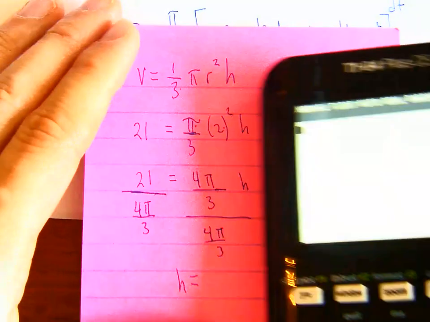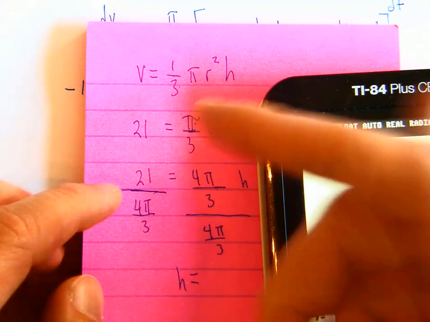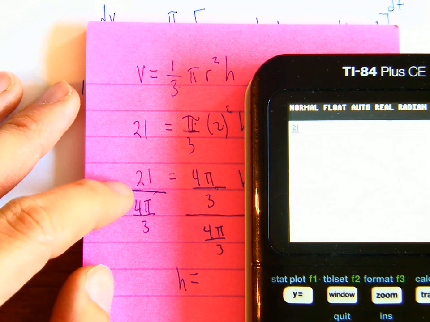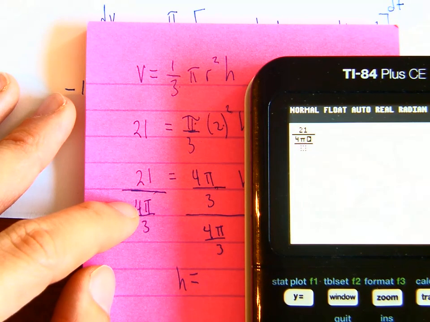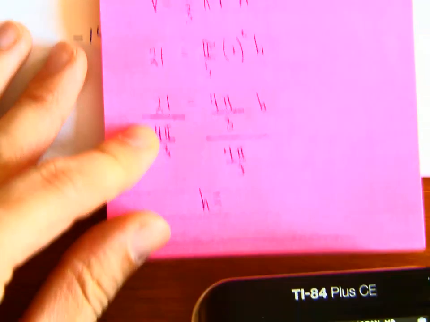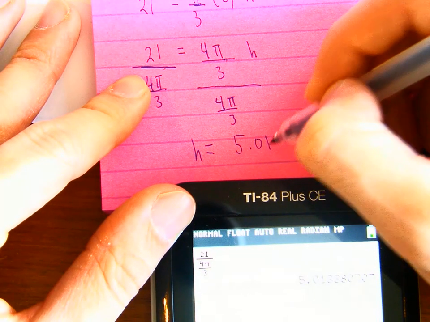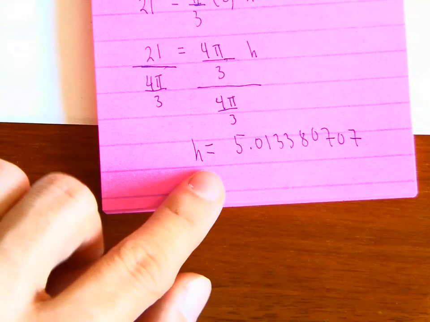let's grab a calculator, and what I want you to do is practice using your own calculator, right? So what would this be? Second alpha y equals n over d. 21 is on top, and then what's on the bottom? We need another fraction of 4 pi over 3. Boom. So it's 5.01. I'm sorry, we don't round this, right? So you just give the whole number. So it's 5.013380707. Okay, this is the height.